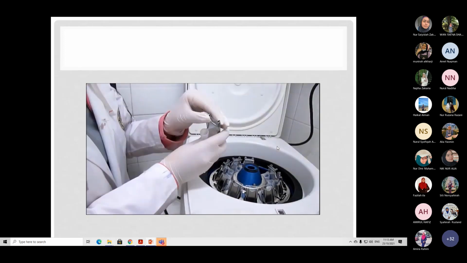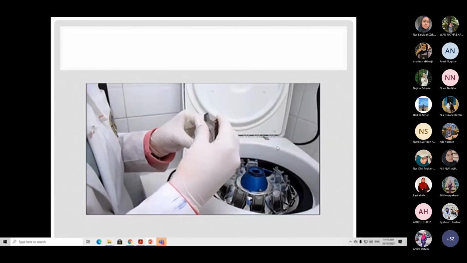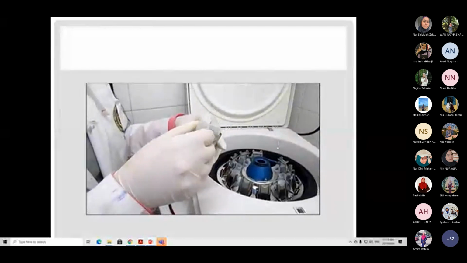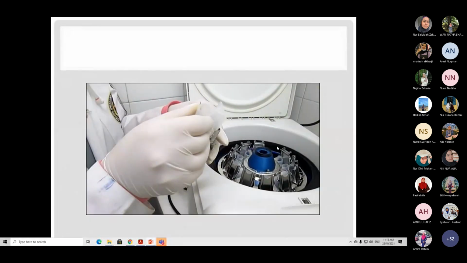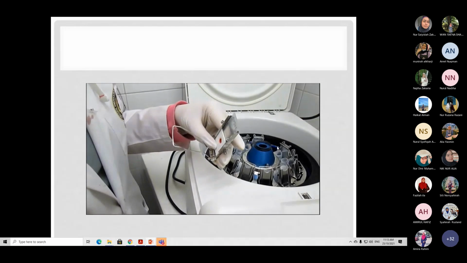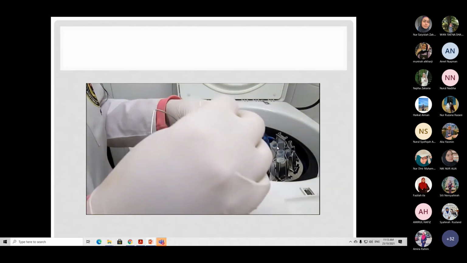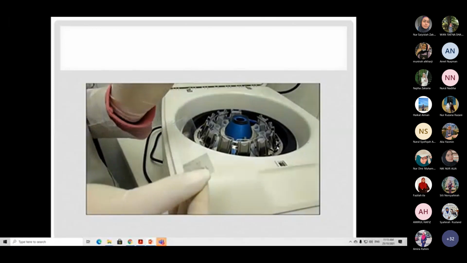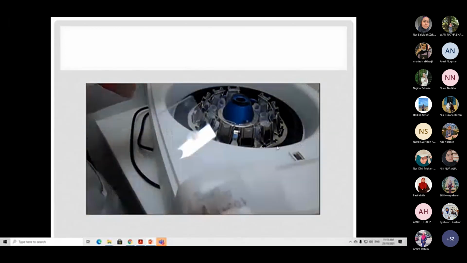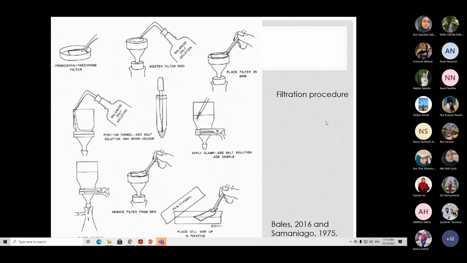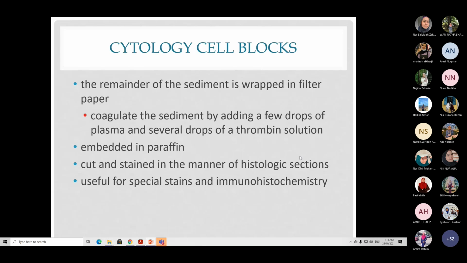Okay. So just throw this chamber into the safety hazard bin. And there you go. Your slide with the cells on it is ready for staining. Okay. Right. I think you don't need to know about it. This is an old method, a filtration procedure, because now we have cell blocks.